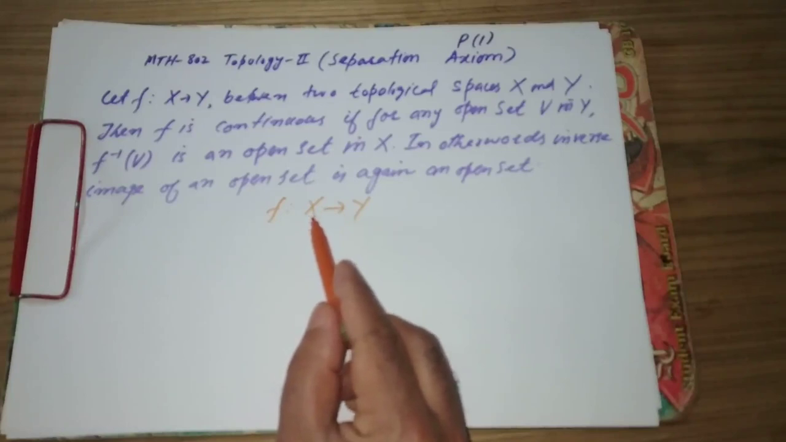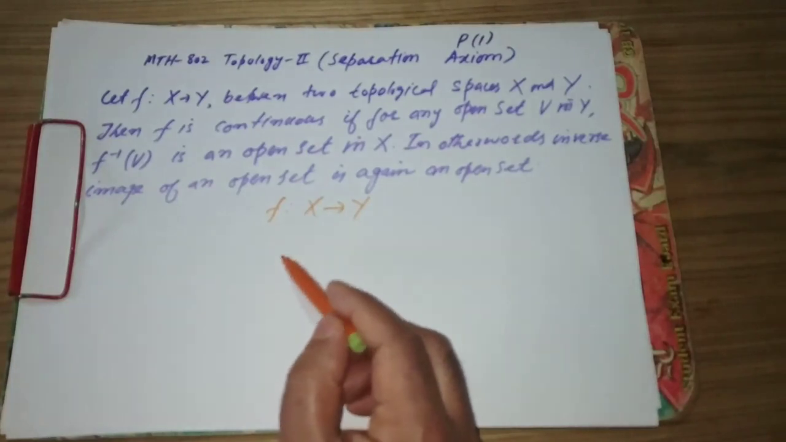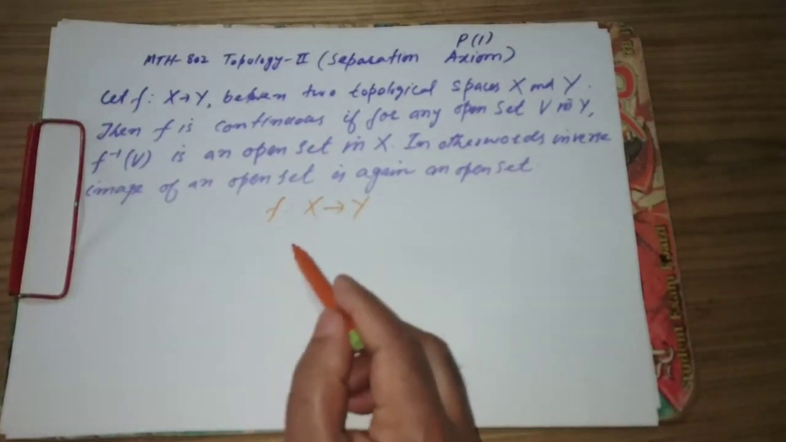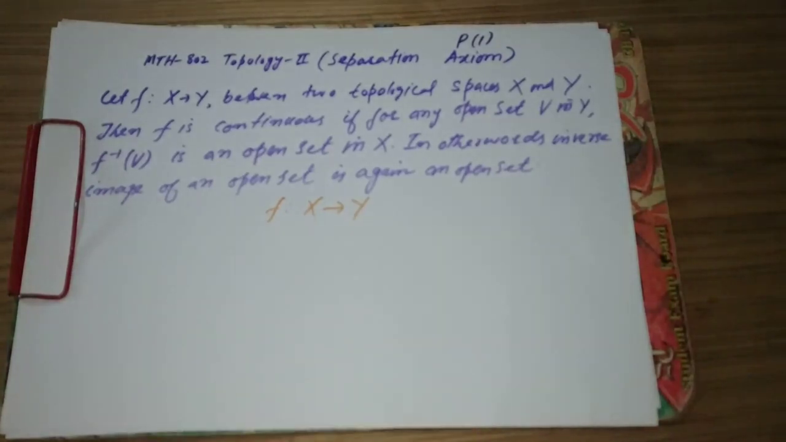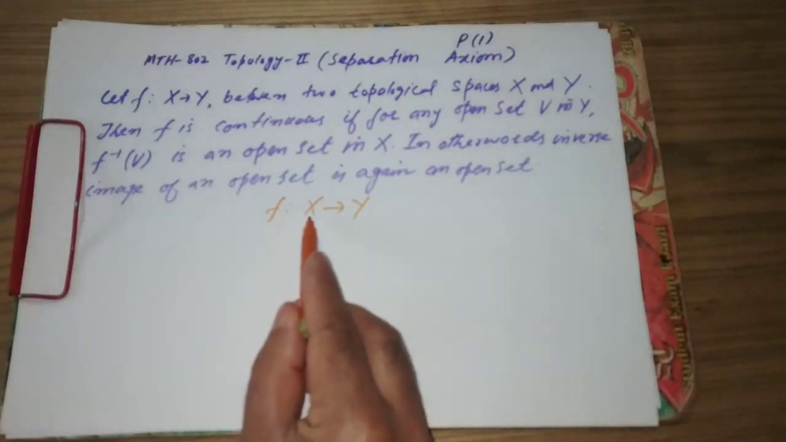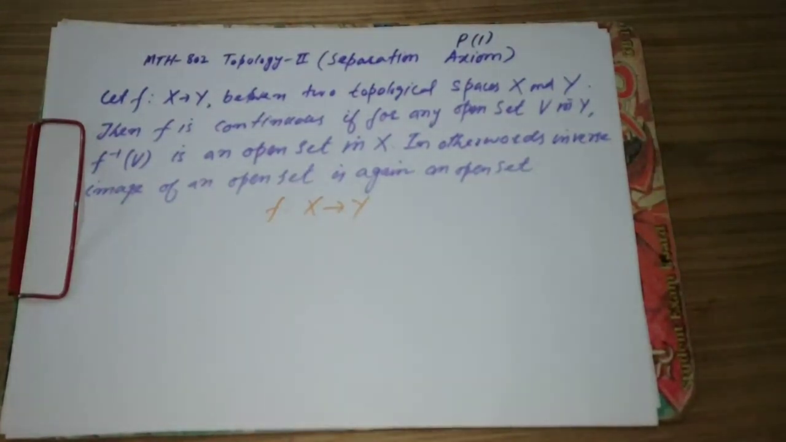So in particular, if our X is a discrete topological space, meaning every subset is open, then the topology is the power set of X. So if our X is a discrete topological space, then every such map is continuous.